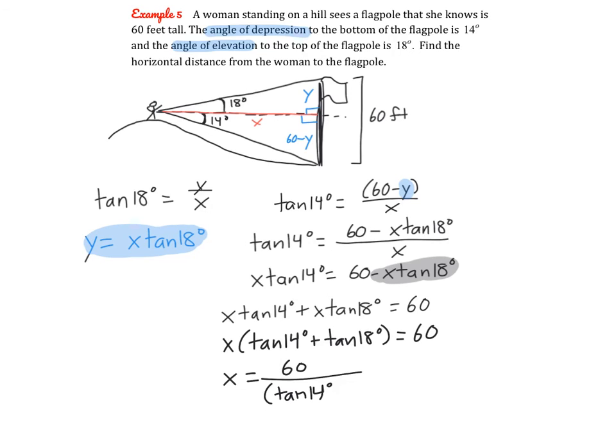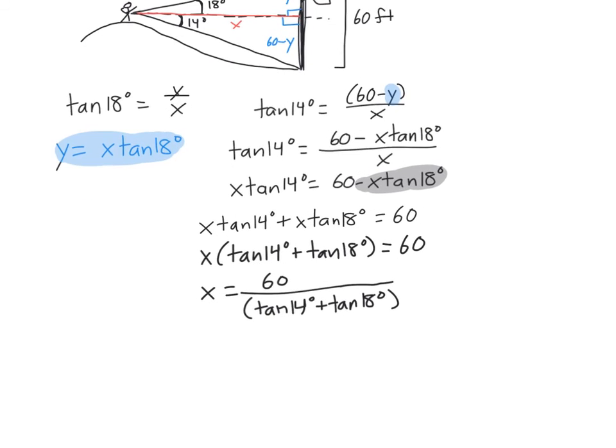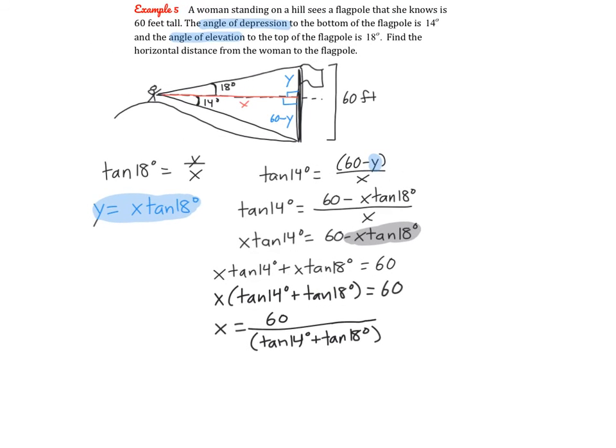Tangent of 14 plus the tangent of 18. Remember, tangent of 14 and tangent of 18 are just, they represent some decimal approximation. So if you plug all of this into your calculator, being very careful to group the terms in your denominator, you should get that x is approximately 104.5 feet.